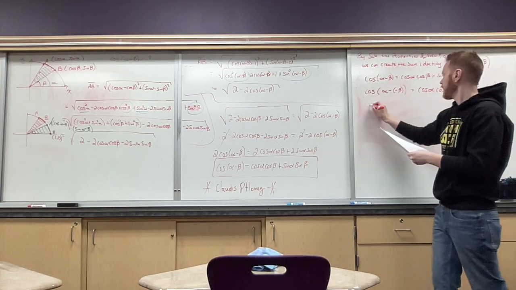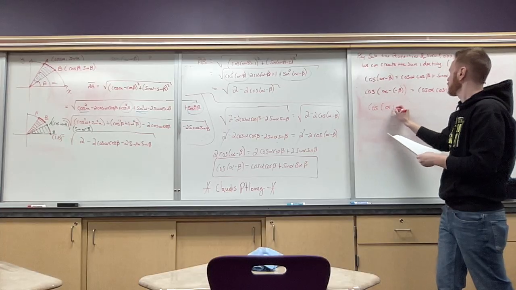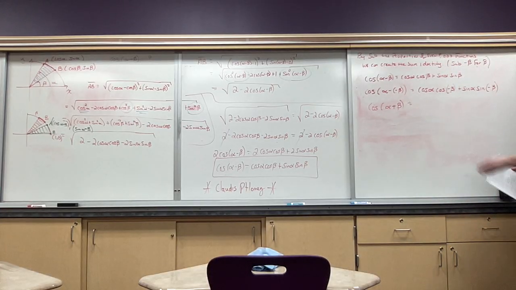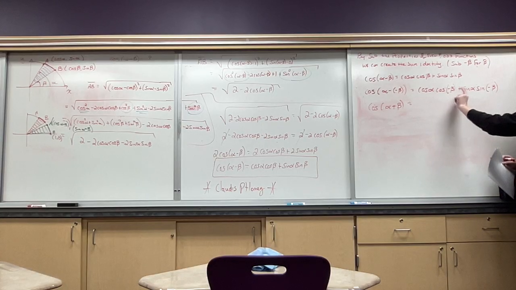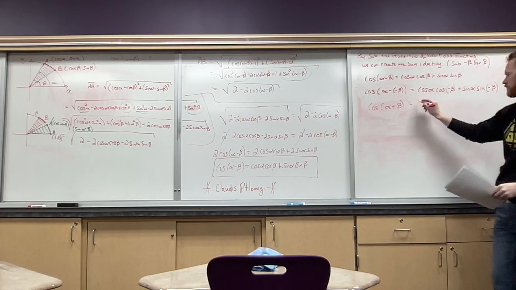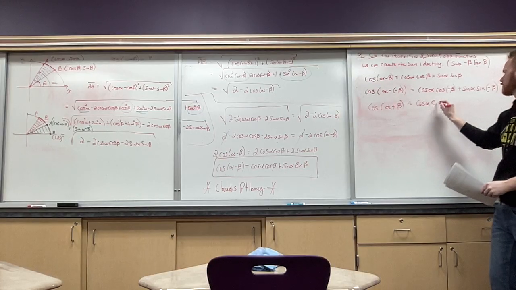Okay, so let's simplify. So we get cosine of alpha plus beta now, because we're subtracting a negative. Now, first set of terms, if you recall that a negative angle for cosine just results in positive cosine. So this whole thing just kind of stays as is.